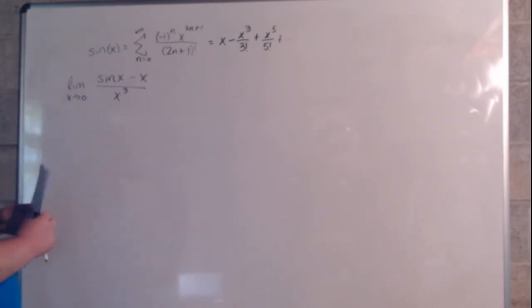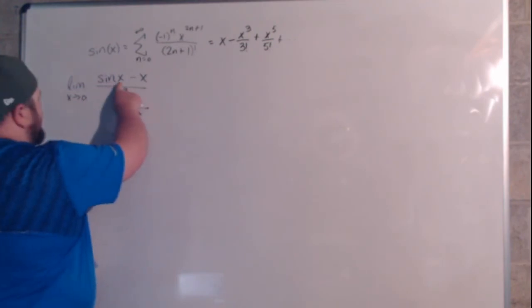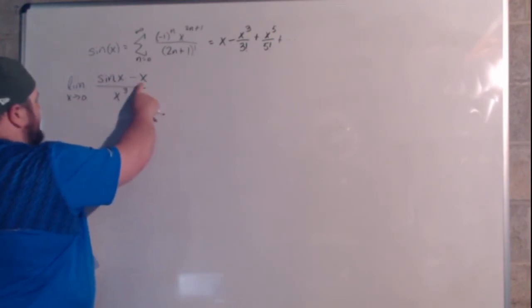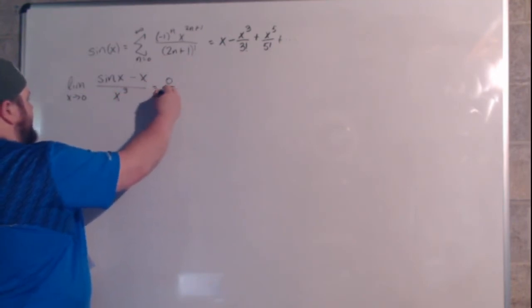So when I look at this limit, like as I said, if we plug in 0 here, sine of 0 minus 0, that's 0, and 0 cubed, still 0.